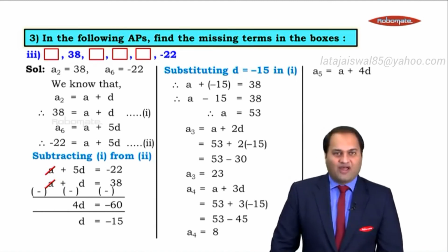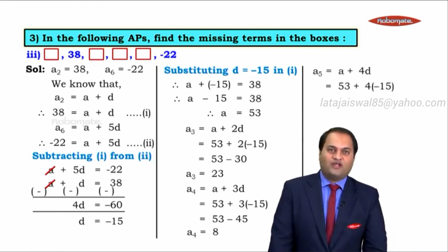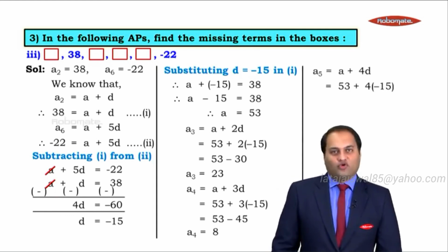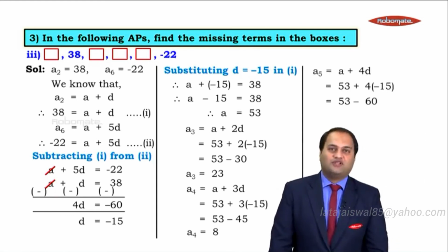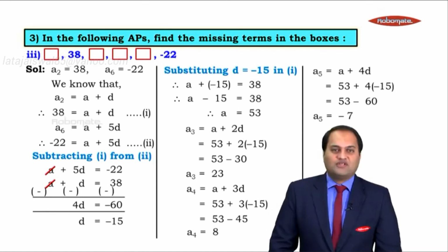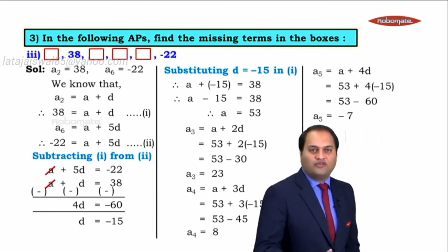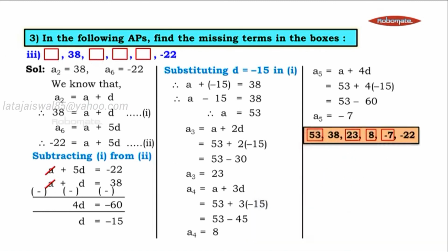And A5 is equal to A plus 4D, which is equal to 53 plus 4 into minus 15, that's 53 minus 60, which is equal to minus 7. So as you all can see, the missing terms are 53, 23, 8 and minus 7. Lengthy, but very, very simple, right?